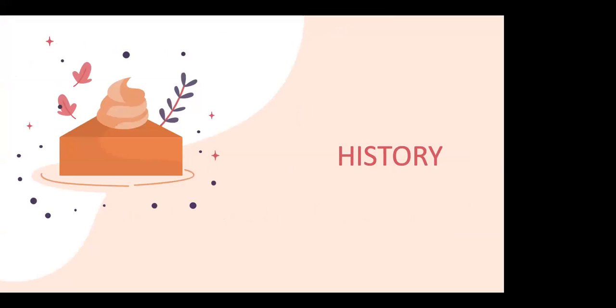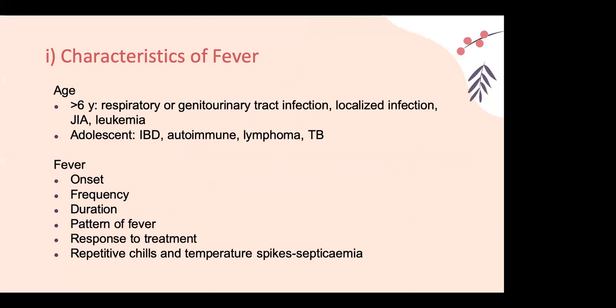Okay. First we go to the history. For the history, first we need to know the characteristic of the fever. Before we go specific to the fever, we need to know the age of the patient because different ages have different common etiology. For example, if the child is more than 6 years old, it can be due to respiratory or genital tract infection, localized infection, GIA, or leukemia.